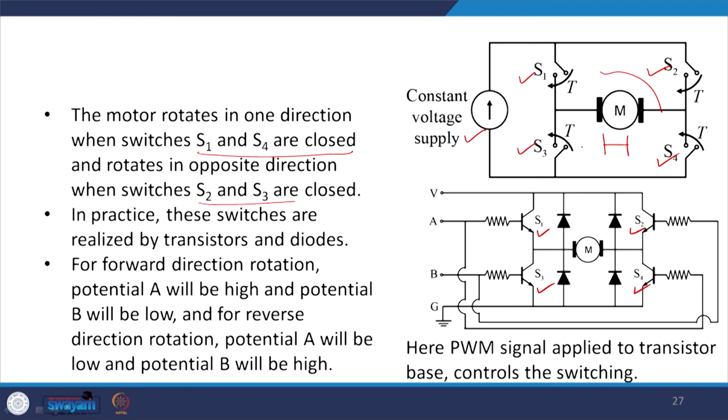And as I said, in practice these switch actions are realized with the help of transistors and diodes. And for forward direction rotation, the potential A over here will be high and the potential B will be low, and for the reverse direction potential A will be low and potential B will be high. And here you see that, as I discussed in the previous slide, the PWM signal is applied to the transistor base and that controls the switching.